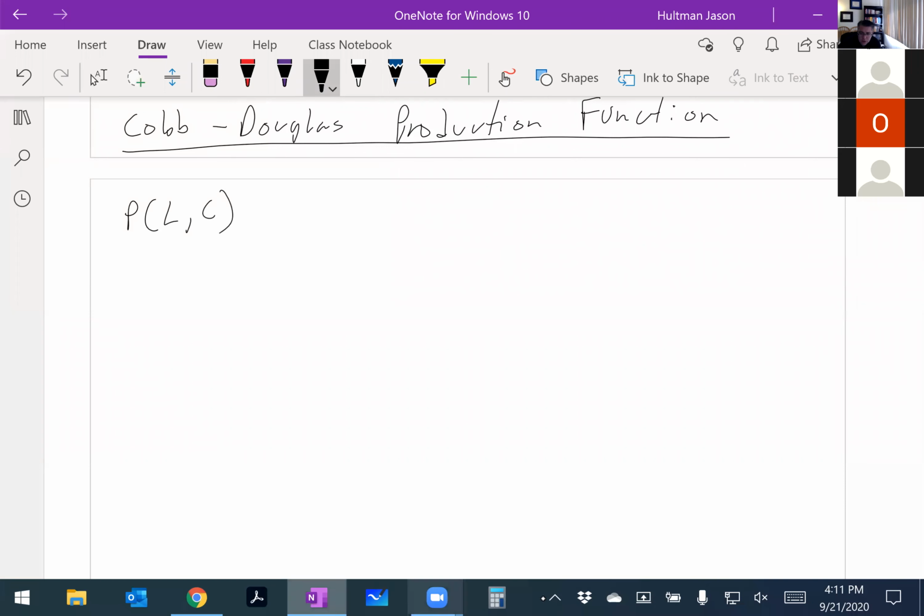P(L, C) is equal to beta, I guess I can just put beta as beta. Beta times L to the alpha times C to the 1 minus alpha. I'm just going to let beta be lowercase b in this case. It's fine. Where alpha goes from 0 to 1.